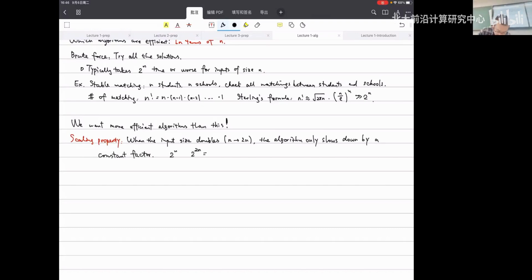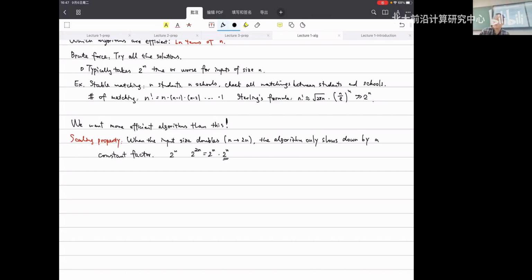But 2 to the 2n actually equals 2 to the n times 2 to the n. So the thing that you're actually timing here, this 2 to the n, is in general quite large. This is not something that satisfies the scaling property, because the algorithm is going to be slow. Actually, it is going to be more than a constant. It's going to be slower by a factor of 2 to the n. This is really something quite significant, and we don't want algorithms like this.